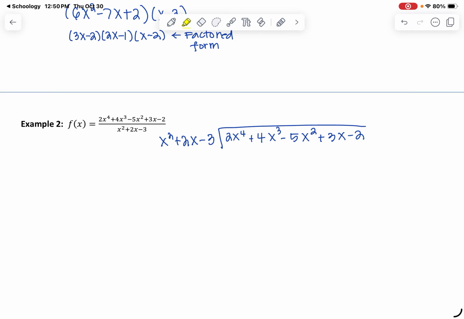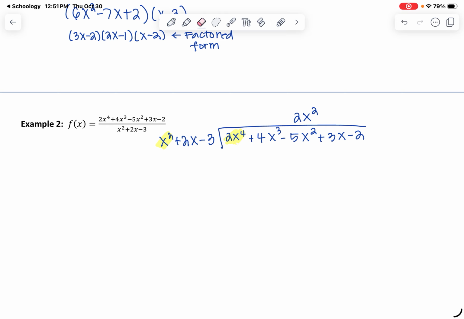All right, so I'm asking myself, what do I multiply my first term by to get my first term? So what do I multiply x squared by to get a 2x to the 4th, okay? Or what's 2x to the 4th divided by x squared, okay? So I multiply x squared by 2x squared. So I'm gonna put that above my 5x squared.